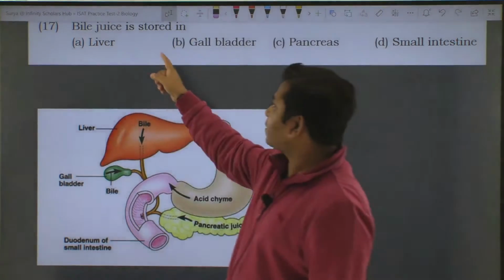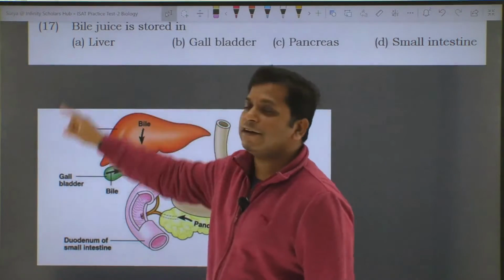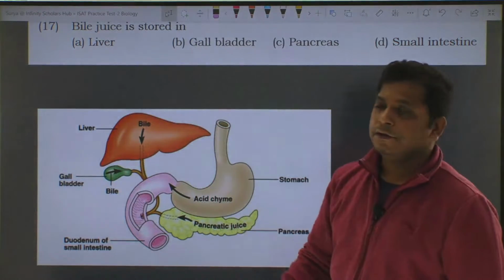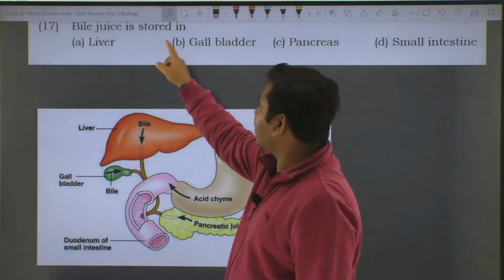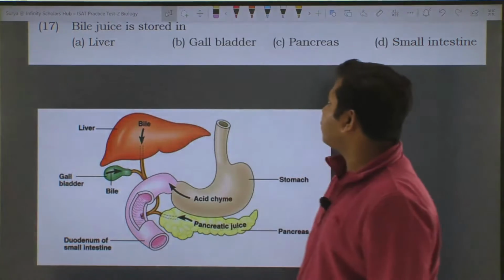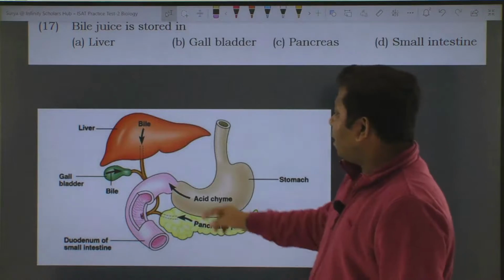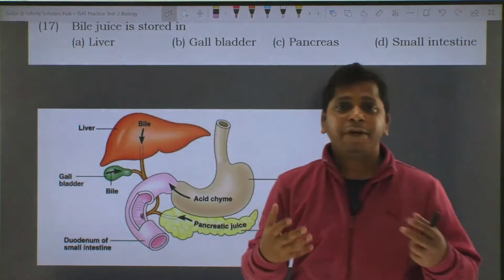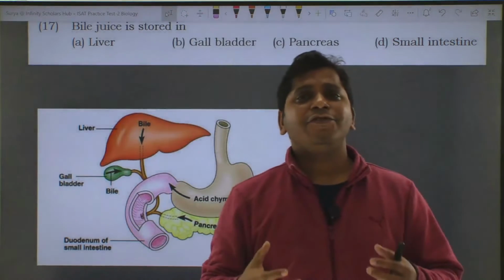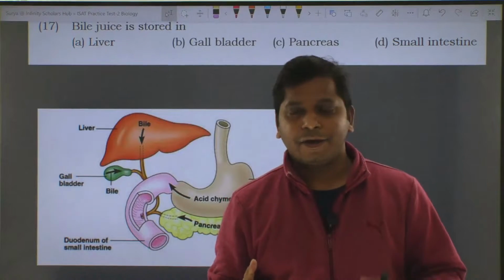If it would have been asked where it is produced, then the correct answer is liver. But as it has been asked where it is stored, therefore the correct answer is going to be gallbladder. And I'll just explain what the bile juice does inside the body.